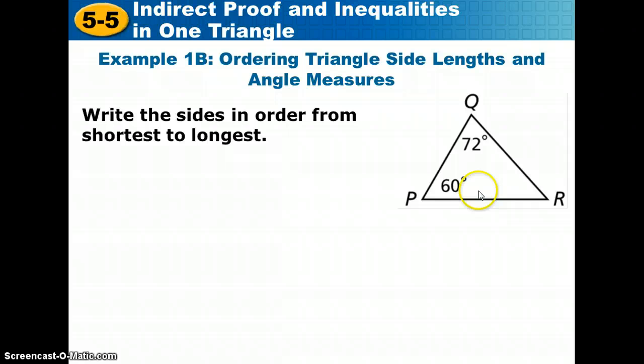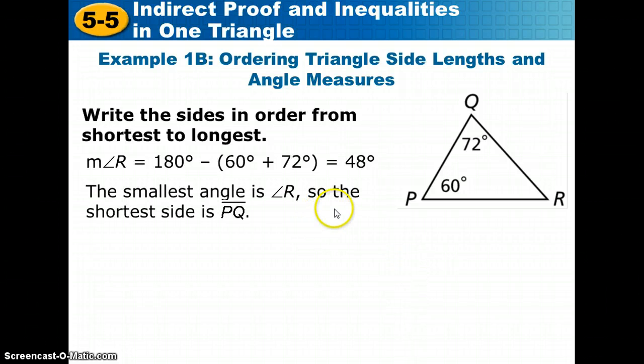Alright, let's take a look at part B. Now, we're only given two of the angle measures in this triangle, but because all three angles add up to 180, we can find the measure of angle R very easily. 60 plus 72 is 132. If I take that away from 180, we get 48 degrees. So the measure of angle R would be 48 degrees.